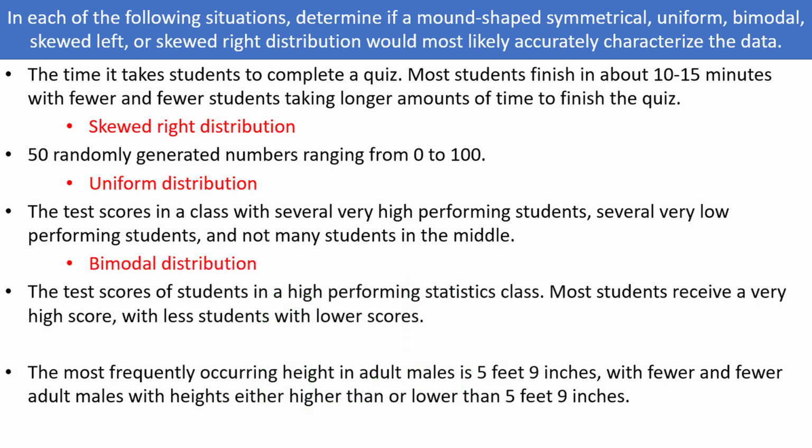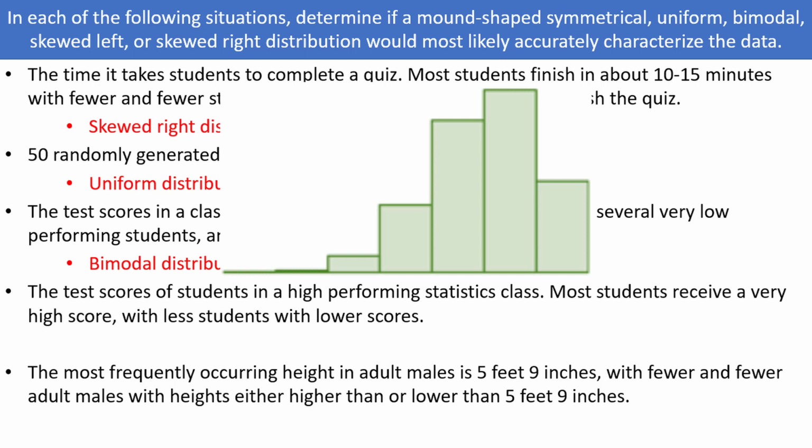Next, we have the test scores of students in a high-performing statistics class. Most students receive a very high score, with fewer students with lower scores. Well, if we have most students performing very well, we would have very high bars on our histogram towards the right side, with lower and lower bars towards the left, creating a left tail. Therefore, this is going to be a skewed left distribution.